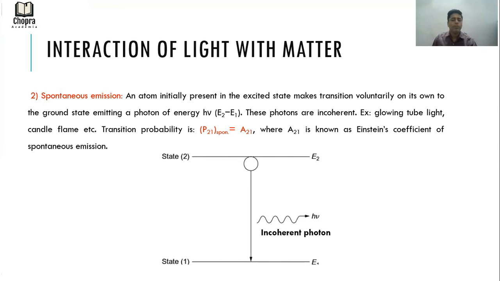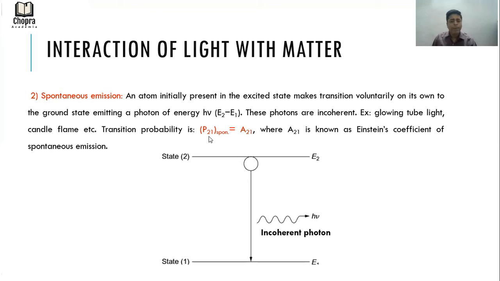These photons are incoherent in nature. Example: the glowing tube light, candle flame, etc. Now, because the photon is emitted without any external stimuli, the probability for this process, P21 spontaneous, is equal to some constant value A21, which is called the Einstein coefficient for spontaneous emission. So you see here there is no concept of U nu, because it falls on its own in around 10 to the power minus 8 seconds.